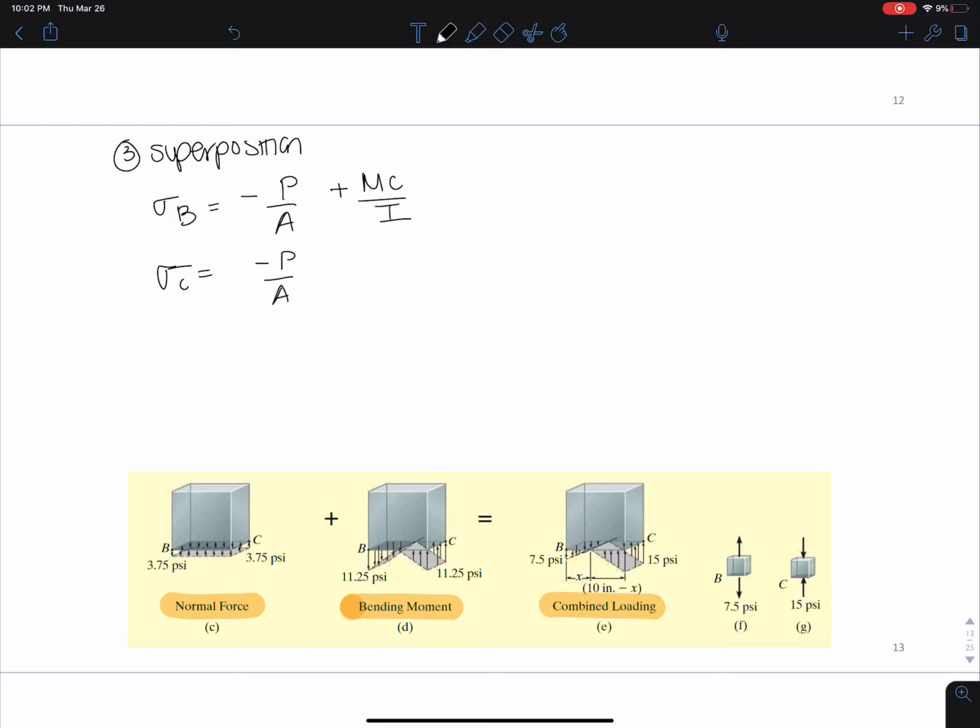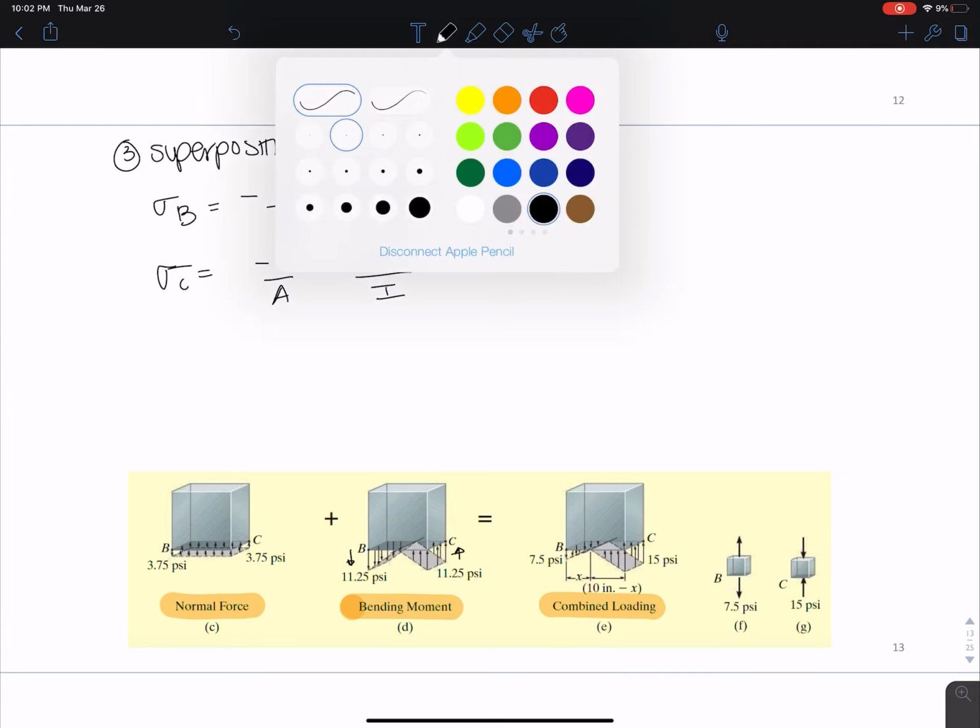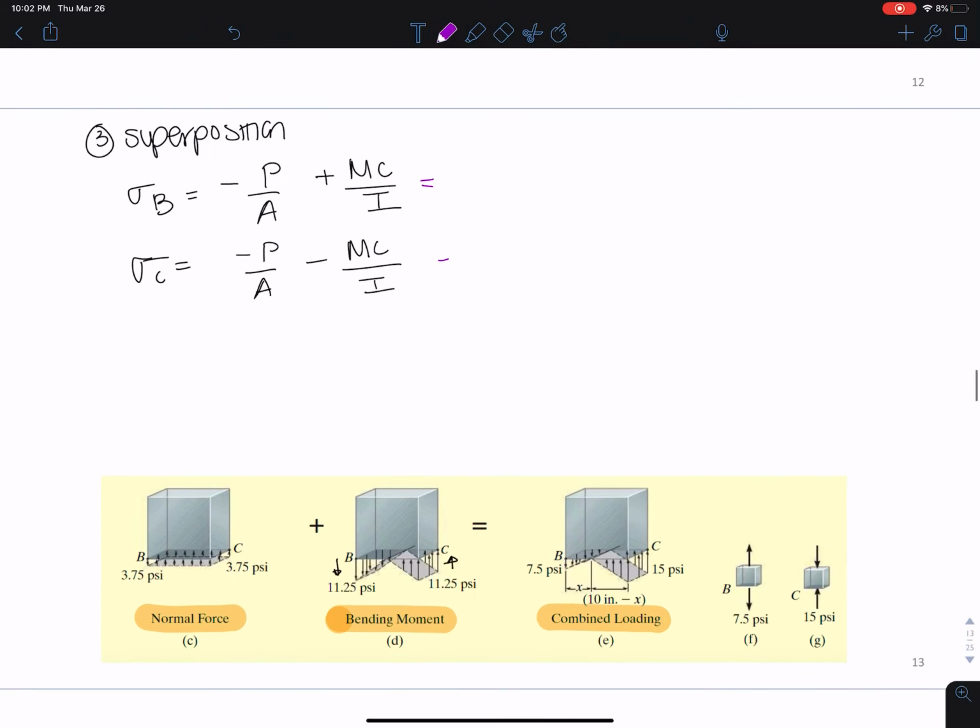But now at point C, I'm also experiencing compression. These arrows are pushing in like this, compressing, while at B they were in tension. So now I'm going to subtract. So if I plug and chug what I have, a negative 3.75 plus 11.25, and I get 7.5 psi, and this is in tension. And here I get negative 3.75 minus 11.25 equals negative 15 psi in compression.